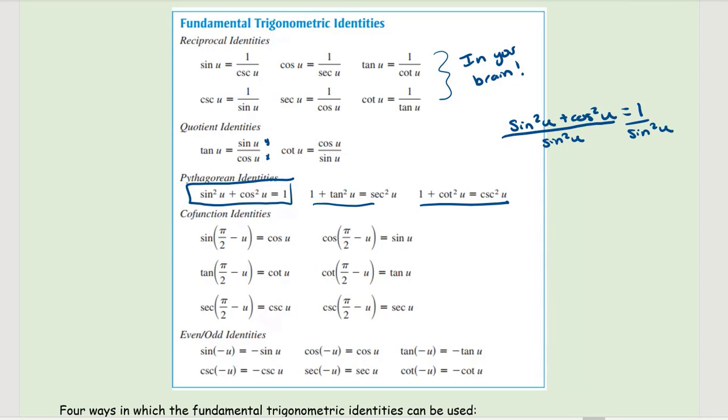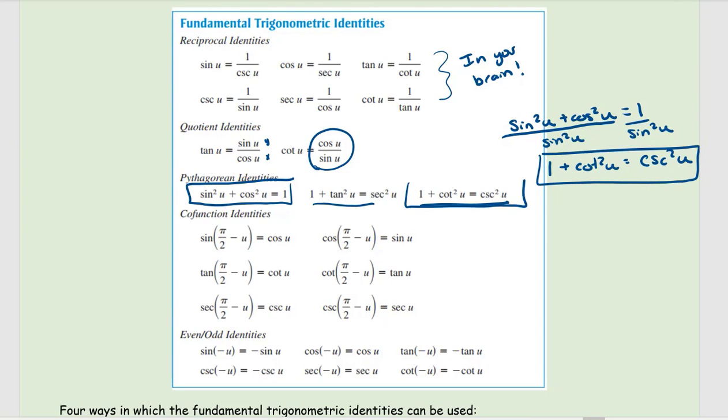Well, let's think about it. Sine squared u divided by sine squared u is just 1. Cosine squared u divided by sine squared u, well, we know that cosine over sine is cotangent, so cosine squared over sine squared has to be cotangent squared u. And of course, 1 over sine is cosecant, so 1 over sine squared has to be cosecant squared u. And this is actually this guy right here.